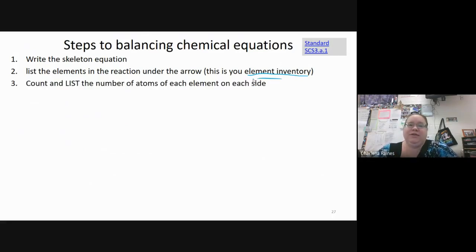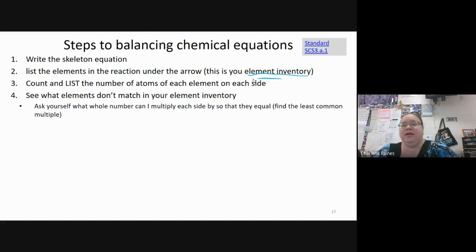Once you've listed all your elements, you count the number of elements on each side of the reaction. This gives you your initial count, and you see which elements don't match. The ones that don't match, you ask yourself which side needs more. Once you determine which side you need more, you're going to multiply so that you can make the number of atoms on each side equal.